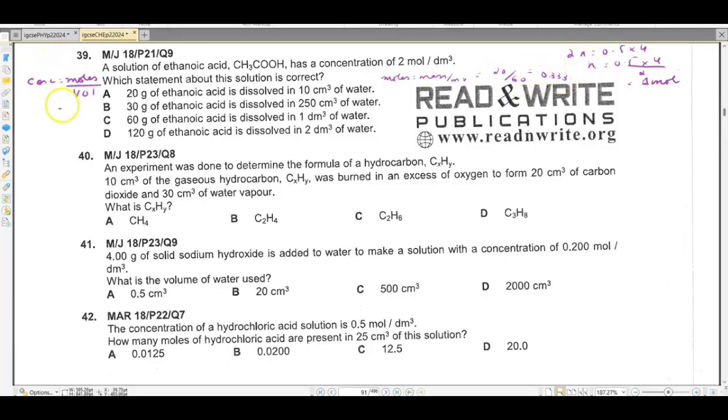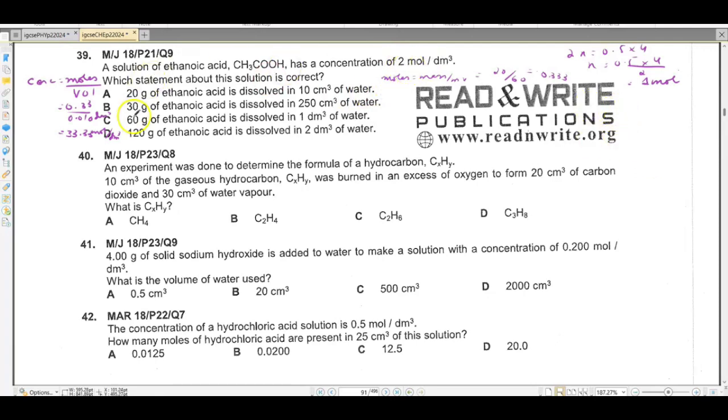So we have the moles divided by the volume, which is 10. So it won't be 10, it will be 0.010 decimeter cubed. So it gives us a concentration of 33.3. So this is not our concentration. We need a concentration of 2 moles per decimeter cubed.